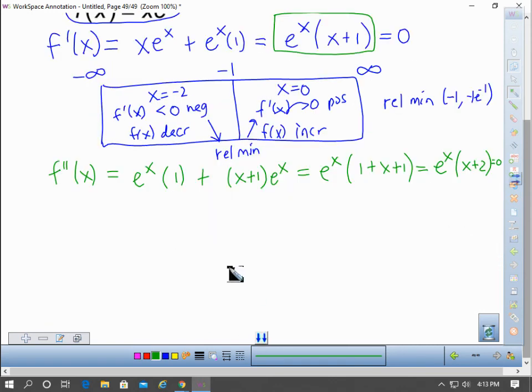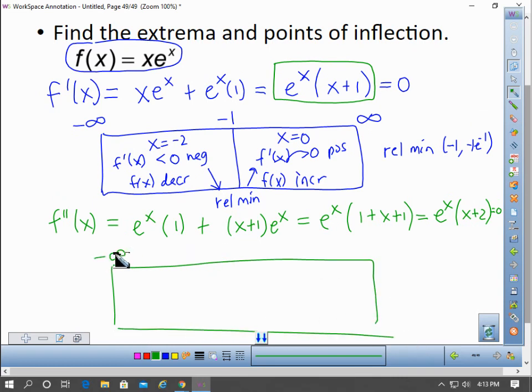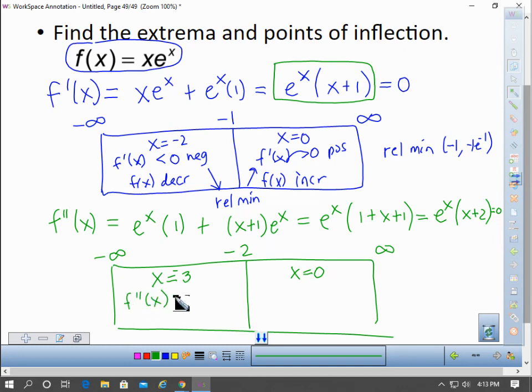So when I do the table for this one, I'm going to go from negative infinity to infinity, and my critical number is negative 2 this time. All right, so now I'm going to pick a number. Say I pick negative 3 for this one, and over here I might pick 0 again. So this is now looking at the second derivative. So how does it compare to 0?